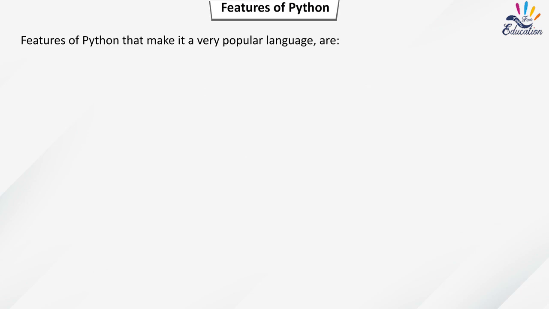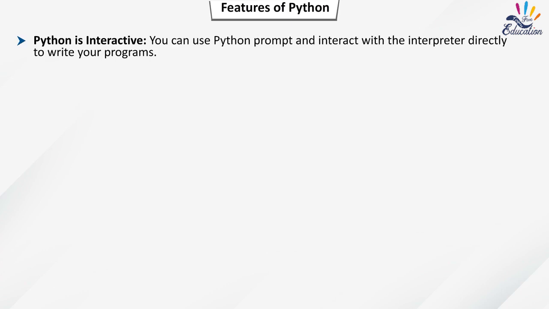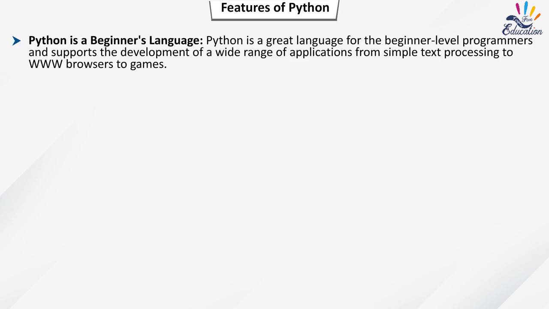Features of Python. Features of Python that make it a very popular language are: Python is interpreted. Python is processed at runtime by the interpreter. You do not need to compile your program before executing it. Python is interactive. You can use the Python prompt and interact with the interpreter directly to write your programs. Python is object-oriented. Python supports the object-oriented style. Python is a beginner's language.